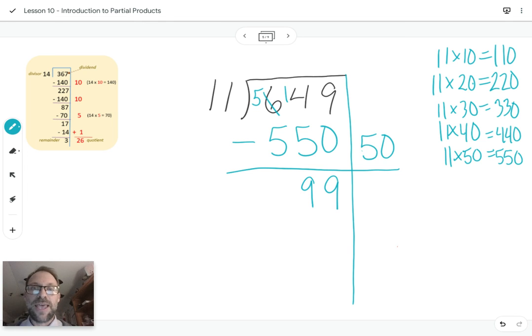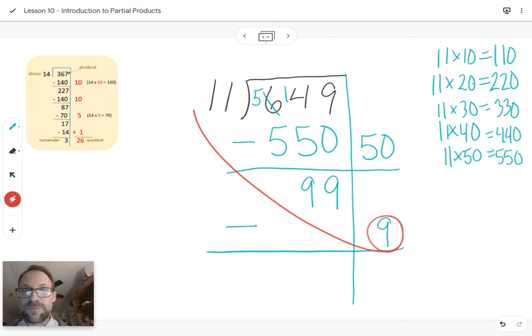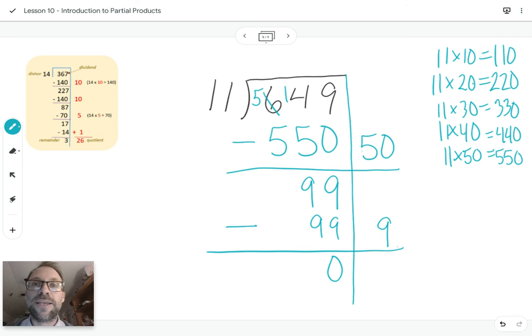Let's repeat the process. How many groups of 11 are there in 99? Wait a second. Oh, thank you, Reflex Math. This is a math fact. It's 9. 11 times 9 is 99. I can use 9 as my next partial quotient. Here's my equal sign underneath everything. Subtract. I'm going to do 9 times 11. That is 99. And that gives me a remainder of a zip. Zilch. Nada. Nothing. 0. Yes.